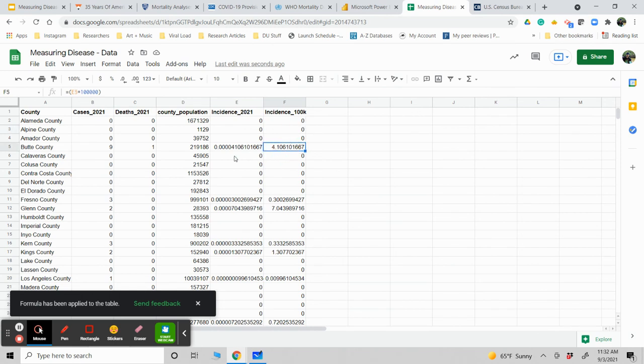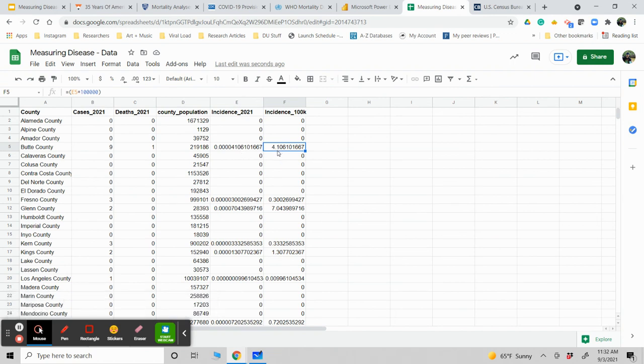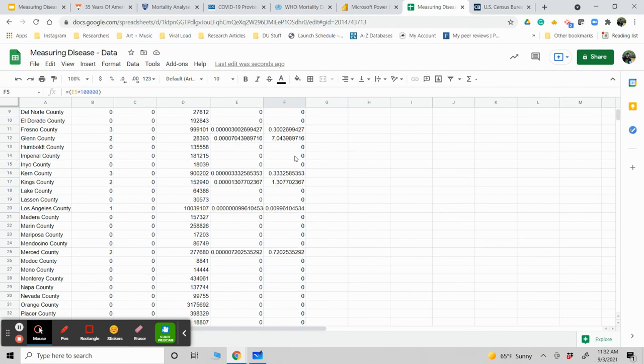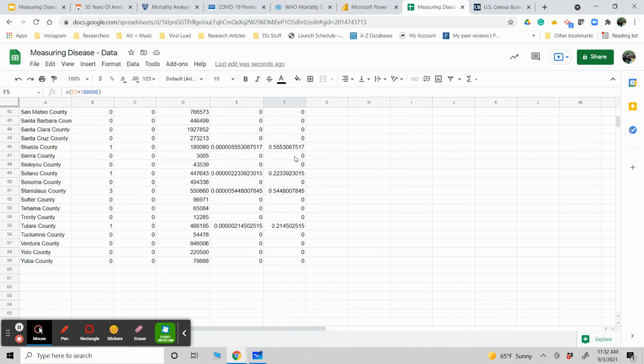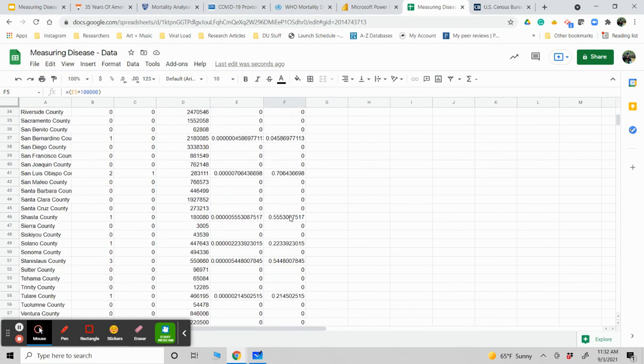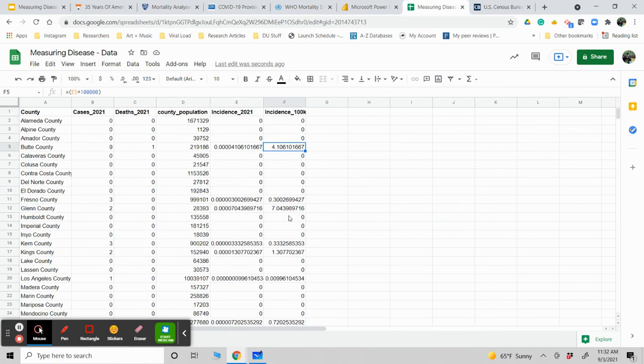So in Butte County, instead of saying 0.000004, we can say the incidence rate of West Nile virus in Butte County is 4.1 per 100,000 people. And you can compare where is the risk of contracting West Nile virus higher? Which counties? Do the same thing for mortality.